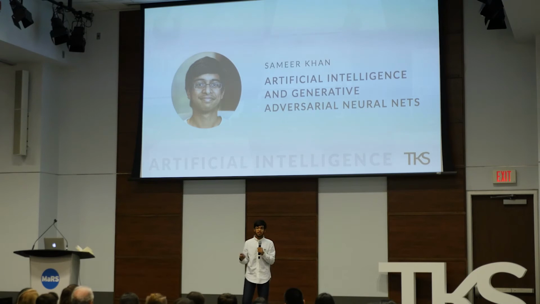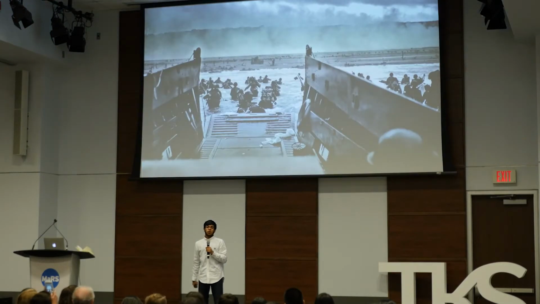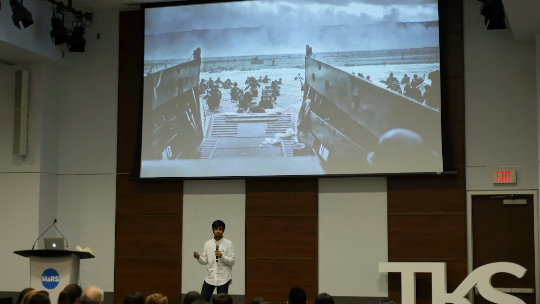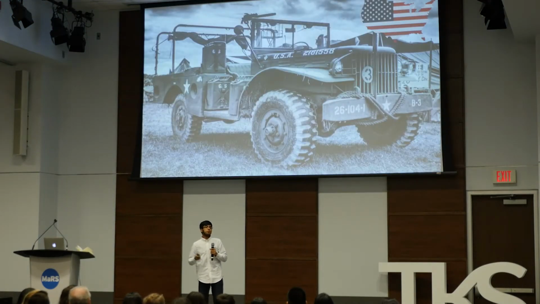My name's Samir, and I've been looking at generative adversarial networks, the arms race of machine learning. World War II was one of the largest arms races in history, and we had a lot of technological advances in that time. We had countries from both sides, the Axis and the Allies, trying to create the largest and most powerful weapons. So the US started with a Jeep, and they're like, yeah, we got a Jeep.